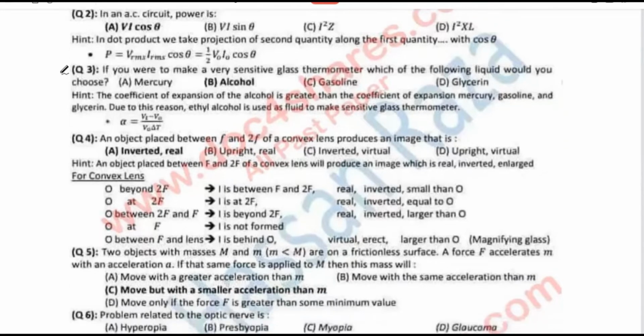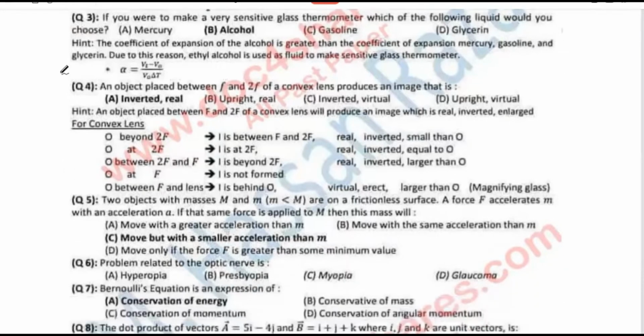Our next MCQ is: an object placed between F and 2F of a convex lens produces an image that is inverted real, upright real, inverted virtual, or upright virtual. So the answer is virtual and real.